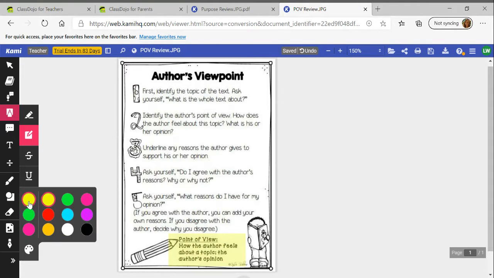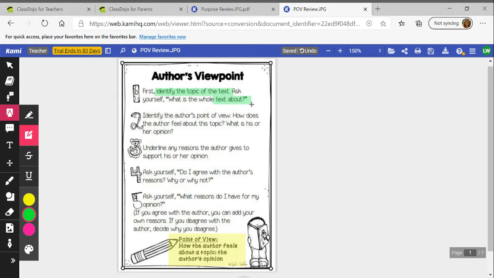In order to do that, we have to follow some steps. First, we have to figure out what is the topic of the text? What is the text about? Last week we looked at a couple examples like dogs and cats. The topic was dogs versus cats. Then the next thing that you need to do as the reader to identify the point of view is to think about how does the author feel about this topic?